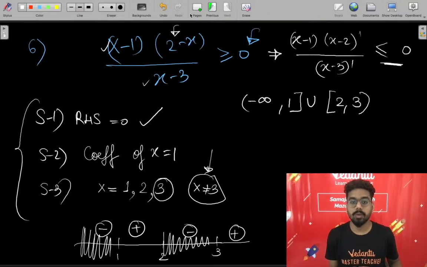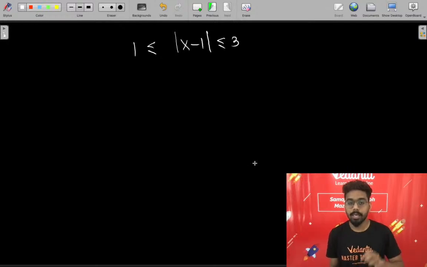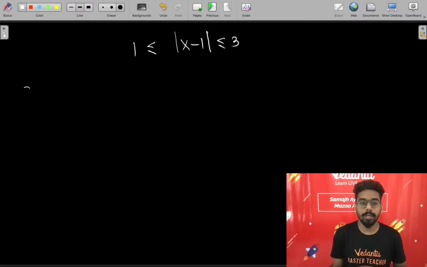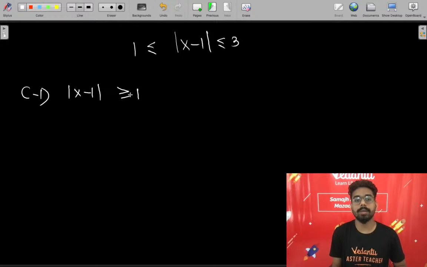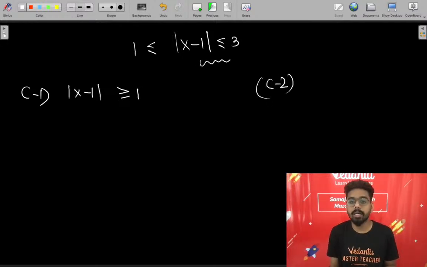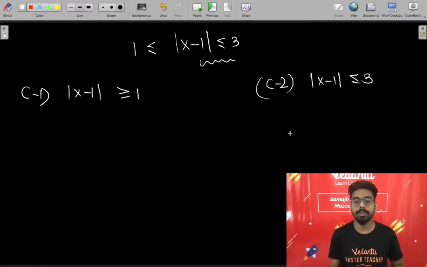Modulus of x minus 1. See, modulus of x minus 1, it is from 1 to 3. Now you have to break it into case number 1. Case number 1 clearly says that modulus of x minus 1 is greater than equal to 1. And case number 2 says this particular inequality, that modulus of x minus 1 is less than equal to 3. Okay. Now let's solve this inequality.